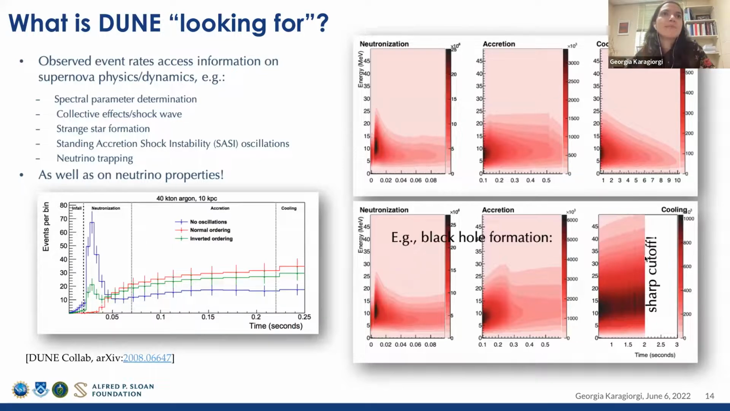For example, models that involve the formation of a black hole after a supernova explosion would lead to a noticeable effect in the number of neutrinos as a function of time after a fairly early time, about a couple of seconds, where all of a sudden neutrinos cannot escape the black hole horizon, and then we have a sharp cutoff in our supernova neutrino event rate. And there are other effects as well that we can probe associated with supernova physics and dynamics: collective effects, shock waves, strange star formation, standing accretion shock instability oscillations.